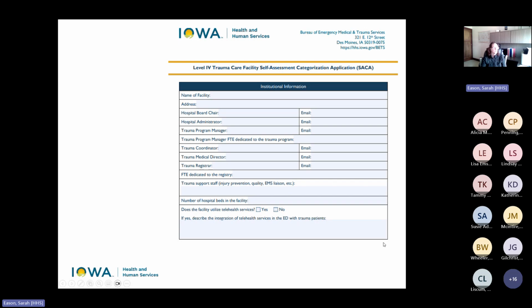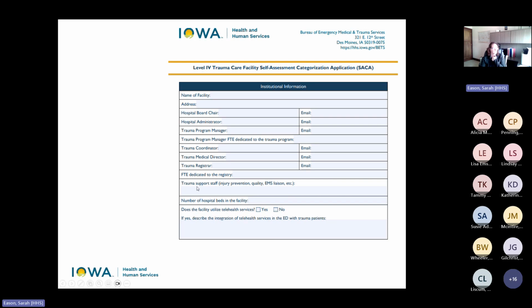Address, of course, and make sure that your emails of all of these people are very accurate as well. I know emails change from the time that you submitted the SACA to the time that we get there, and that is just kind of the nature of the beast, but try to make this as accurate as possible. Registrar here, when we're talking about FTE dedicated to the registry or the trauma registrar, we want to make sure that these are how many hours are spent on the registry. And a registrar is going to be anybody that's doing any abstraction with the trauma charts.